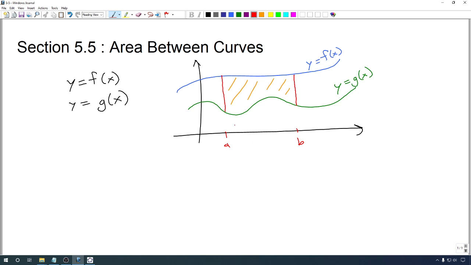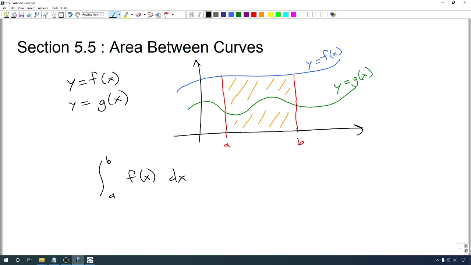Well, how would we do that? We could just continue on from the topmost curve, so in this case the f function, and continue all the way down to the x-axis and find the area under that. We know how to find that area. That's just the integral from a to b of f.